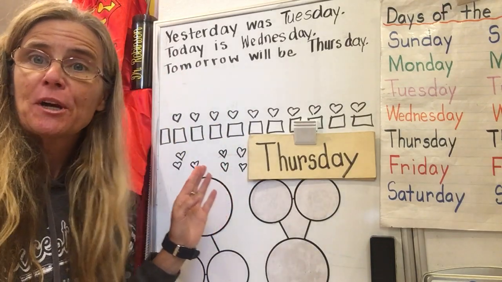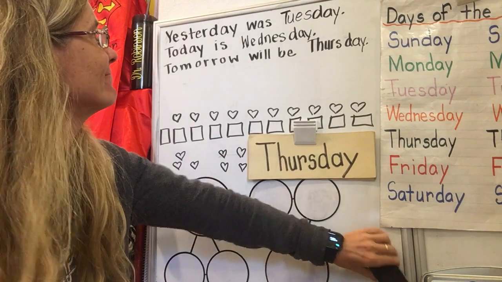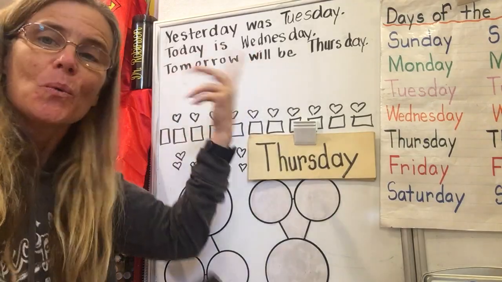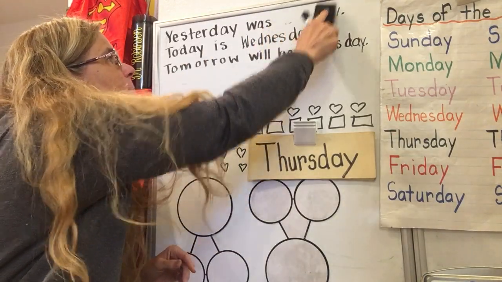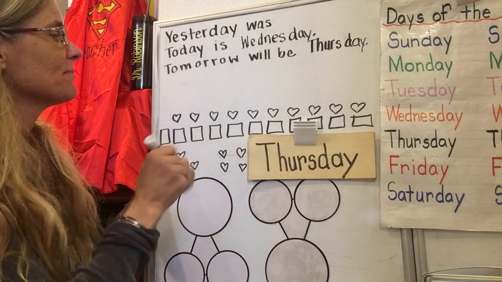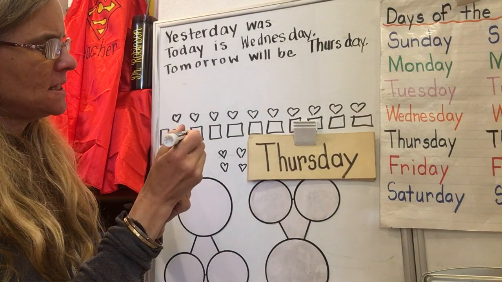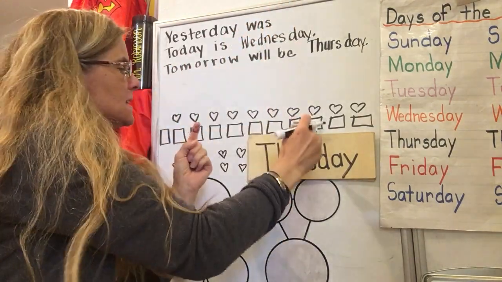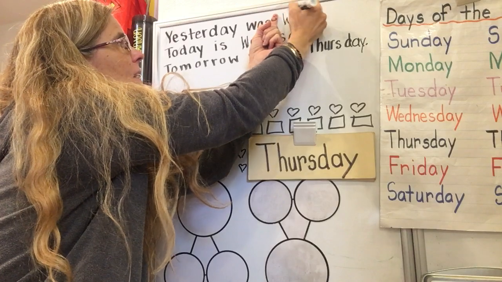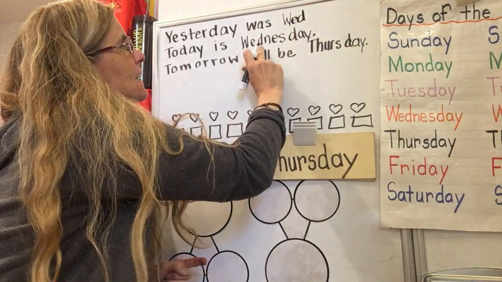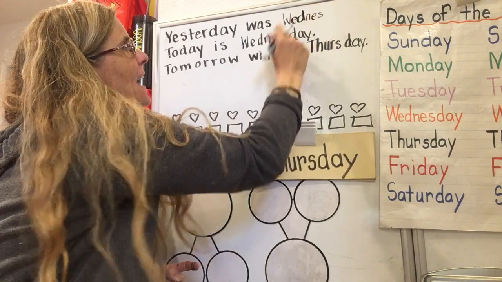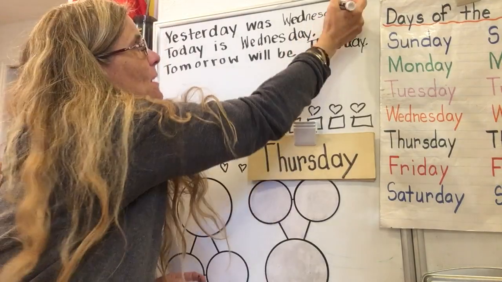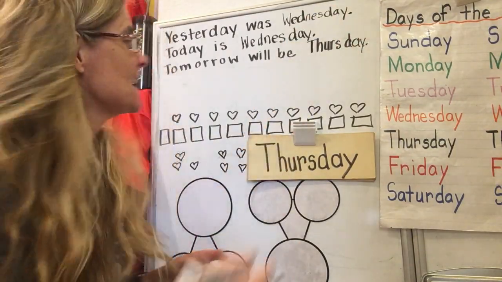All right, so we're going to change up our calendar just a little bit again. Yesterday was not Tuesday. Yesterday was Wednesday. So we're going to move the Wednesday up. Here's my face space. Lace the face space. Yesterday was capital W, E, D, N, E, S, D, A, Y. And we're going to end it with a what? A period, because it's just a telling sentence.